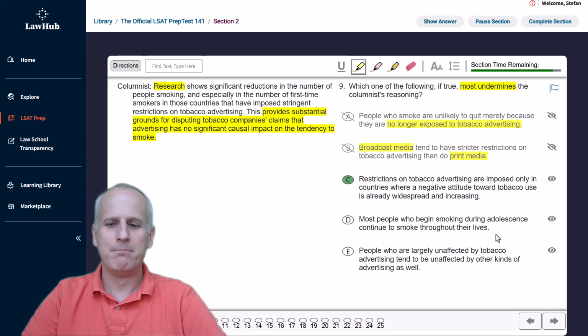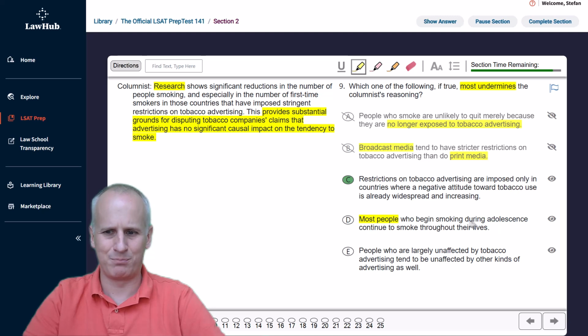Then choice D, most people who begin smoking during adolescence continue to smoke throughout their lives. Okay, wonderful. We need a whole bunch of additional information, like begin smoking during adolescence. How many people is that in these countries? It says number of first-time smokers, are those adolescents or not? I need a ton of additional information to relate D to the columnist's argument in a meaningful way, so we can eliminate it for a couple of reasons there.